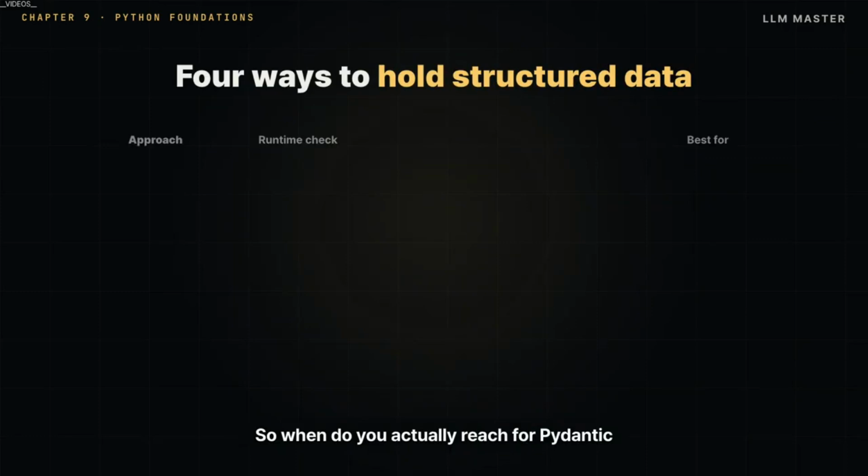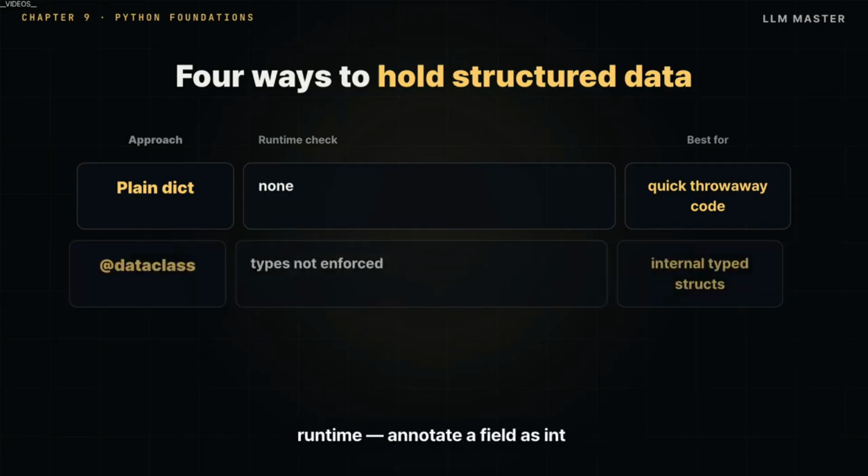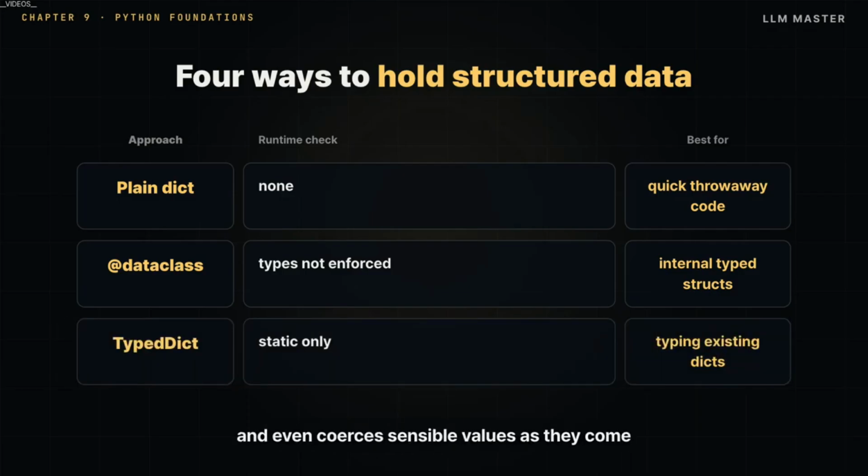So, when do you actually reach for Pydantic versus the simpler options? A plain dictionary is fine for throwaway code, but it validates nothing, and a typo in a key fails silently. A dataclass gives you a clean typed structure with named fields, but Python does not enforce those types at runtime. Annotate a field as int, pass a string, and it sails right through. TypedDict just describes the shape of a dictionary for your type checker. Again, no runtime guarantee. Pydantic is the one that actually checks, and even coerces sensible values as they come in. The string "5" becomes the integer 5, where that's reasonable, and nonsense is rejected.